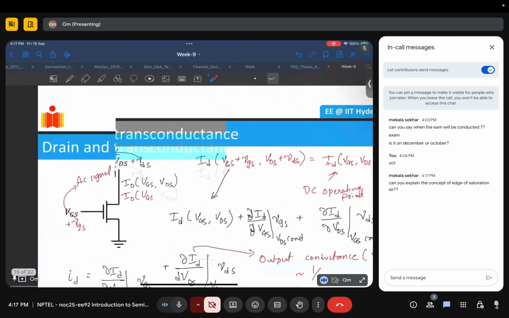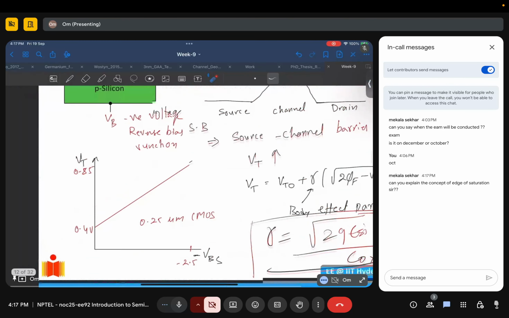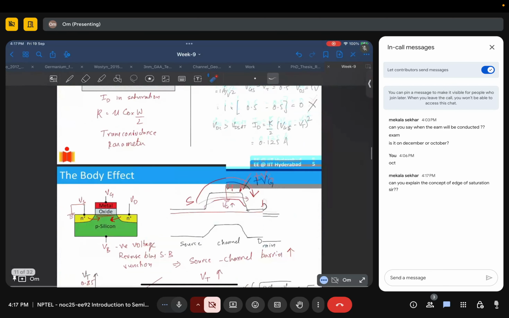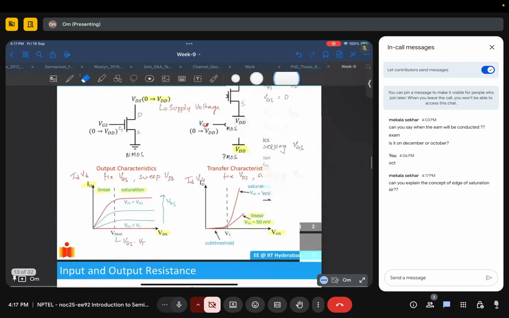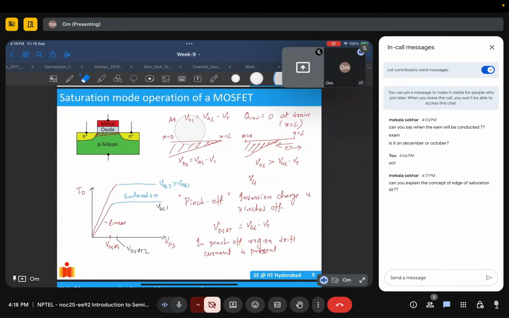Concept of edge of saturation. There's nothing like edge of saturation. It just means, yeah, this condition is called the edge of saturation, right? When VDS is equal to VGS minus VT. You need this minimum VDS to have the transistor in saturation.